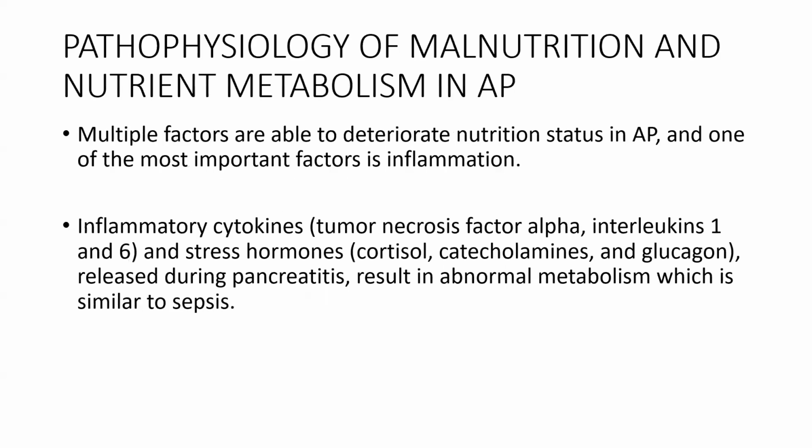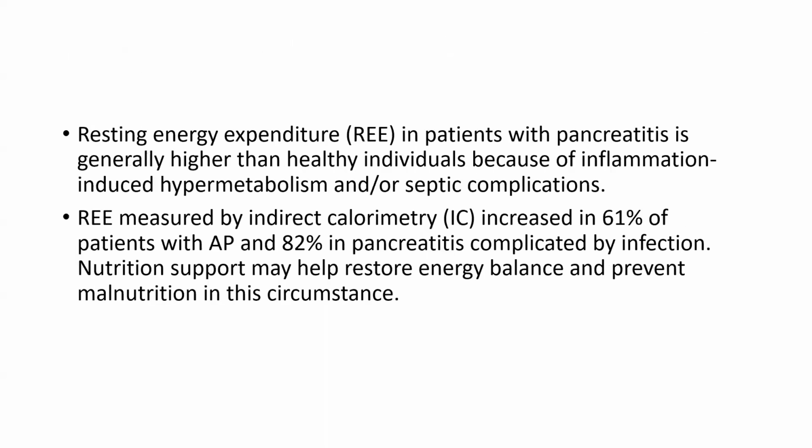Now, about the pathophysiology of malnutrition and nutrient metabolism in acute pancreatitis. Multiple factors are able to deteriorate nutrition status in acute pancreatitis, and one of the most important factors is inflammation. Inflammatory cytokines like tumor necrosis factor alpha, interleukin 1 and 6, and stress hormones like cortisol, catecholamine, and glucagon released during pancreatitis result in abnormal metabolism which is similar to sepsis.